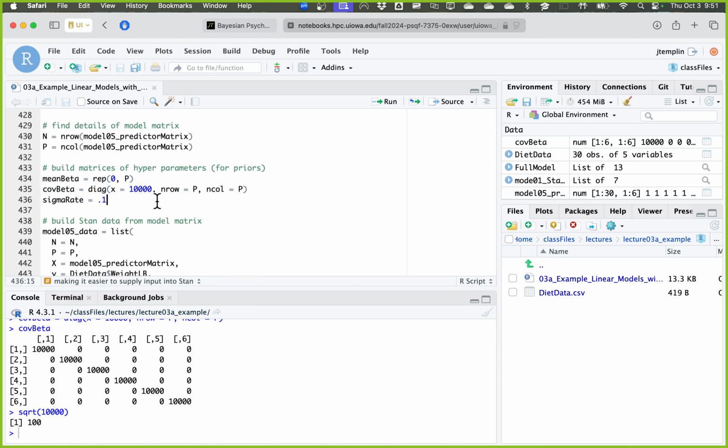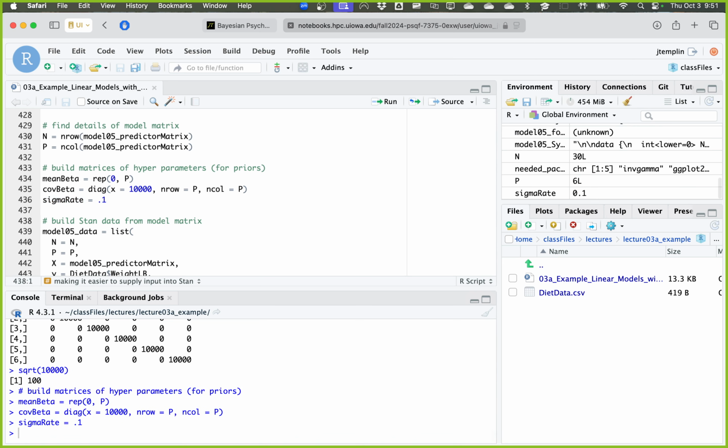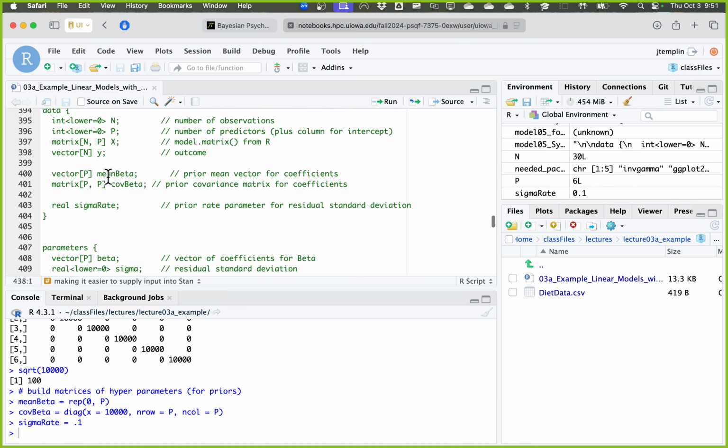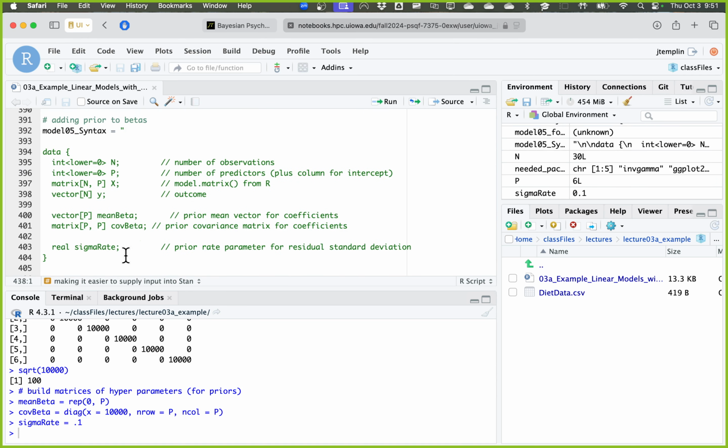Okay, finally, let's pick a value of 0.1 for the hyperparameter of the exponential distribution. If you remember from last class, 0.1 gave a very uninformative prior. It was very low, right? So we'll use that. I just put all the objects together. Now let's build the Stan data list. Remember, the Stan data list has to correspond to the names in the data section in Stan, otherwise it will not run.